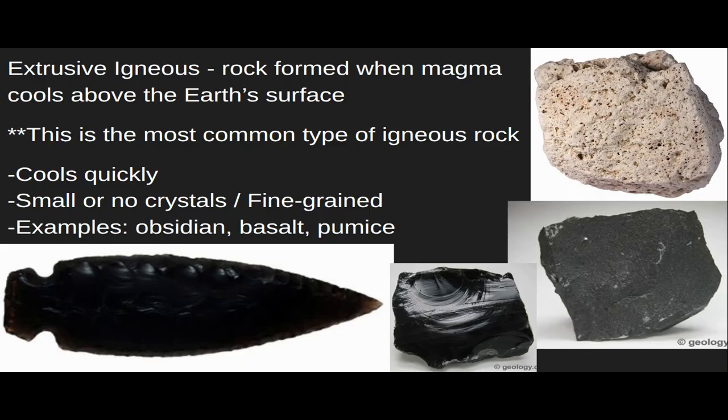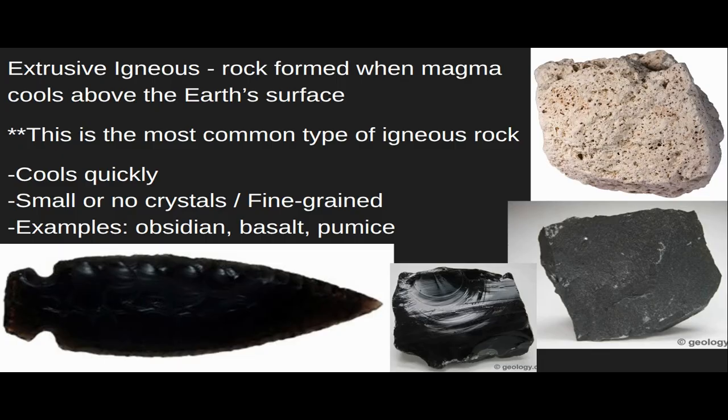The next type we're going to talk about is extrusive igneous. So extrusive, think intrusive is like the interior, the inside. Extrusive is like the exterior. It's on the outside. This is rock formed when magma cools above the Earth's surface. This is actually going to be the most common type of igneous rock that you would stumble upon. Why would that be the case? Well, we live on the surface, right? So we're most likely going to find these types of rocks on the surface of the Earth, even though probably overall inside the Earth there's a lot more types of rock like granite.